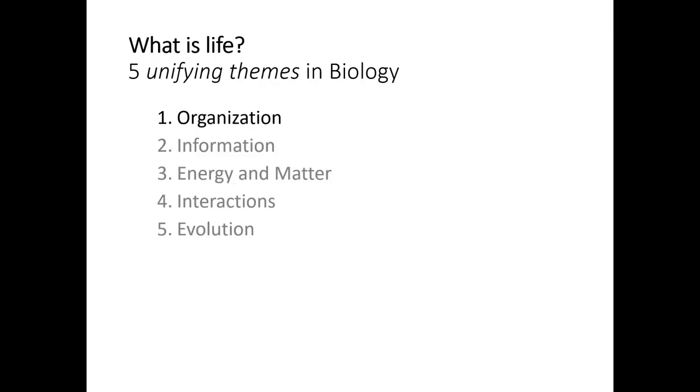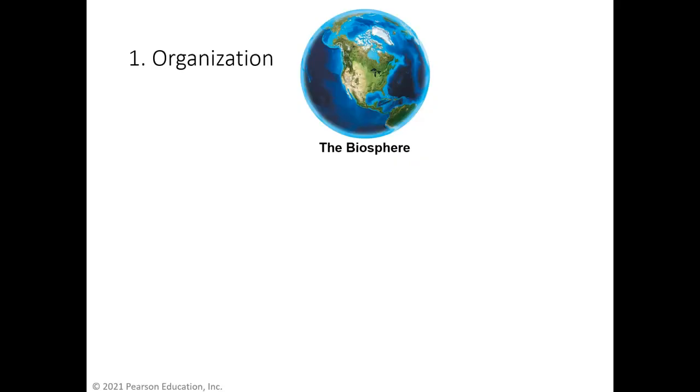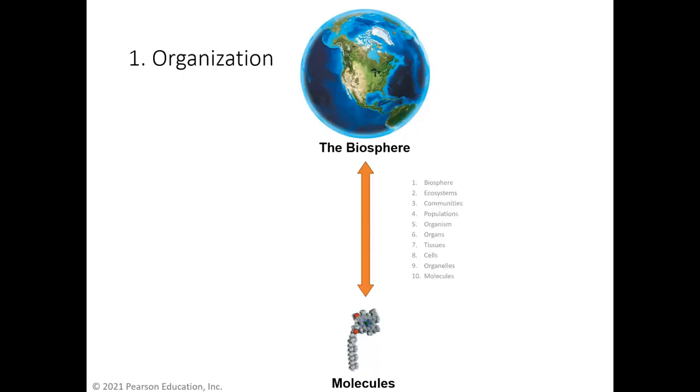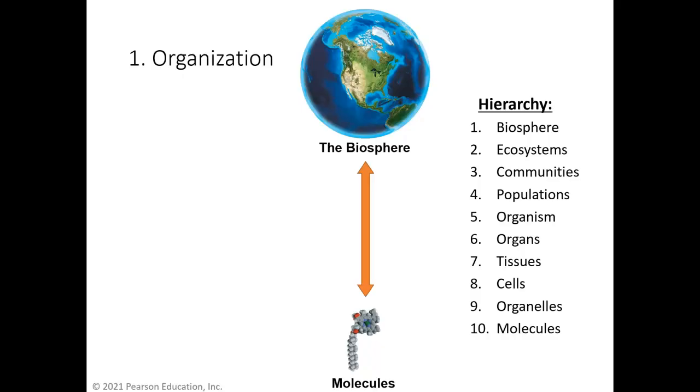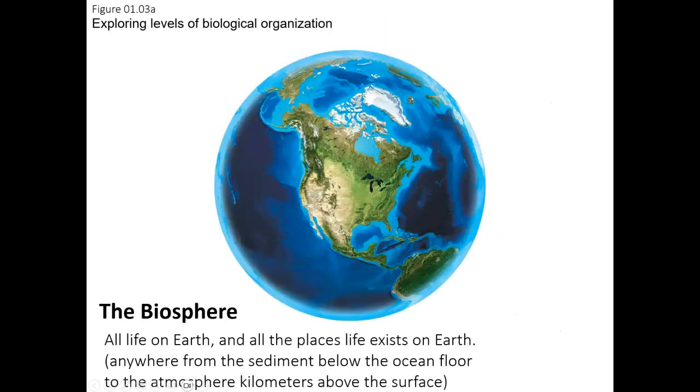Now we'll discuss each of them in detail, starting with organization. If we zoom out to the biggest level of organization, we call this the biosphere. Each level of organization zooms in a little bit more until we get to the smallest level, which is that of atoms and molecules. It's possible to study things smaller than molecules, but that falls more under chemistry. Here we'll discuss the 10 levels of organization in order from biggest to smallest, and we call this order the hierarchy. First, we have the biosphere, which includes all life on Earth and all the places that life exists.